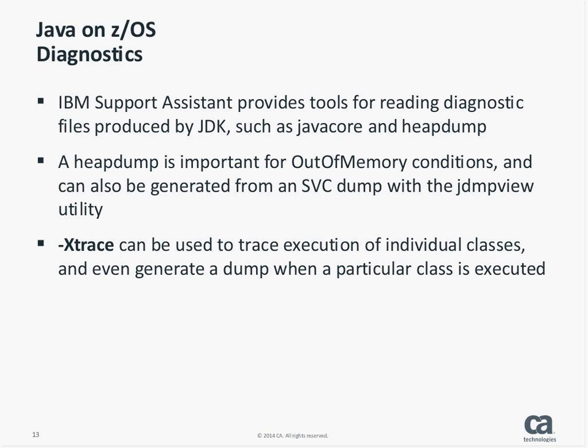A heap dump is a binary file that gets produced by the JDK for out-of-memory conditions mainly. That's a very handy thing. The IBM Support Assistant facility lets you look at the heap dump and see distribution of objects and content and things like that. There's a trace facility that lets you do some pretty granular things in terms of tracing classes and making dumps for some advanced problem determination.